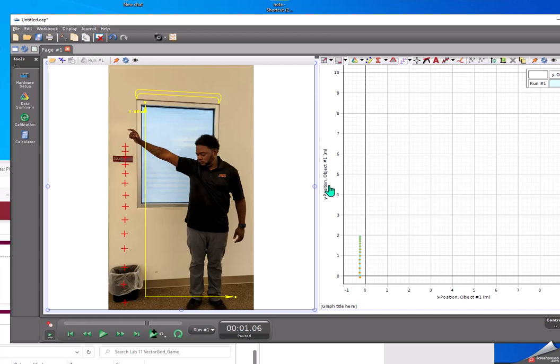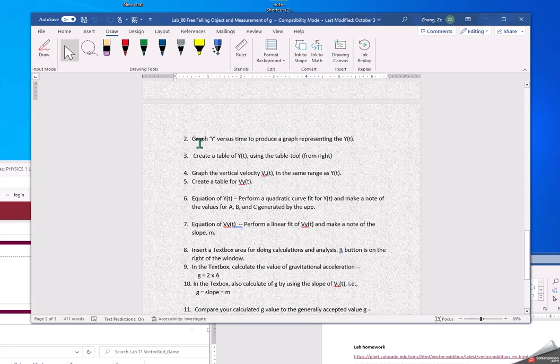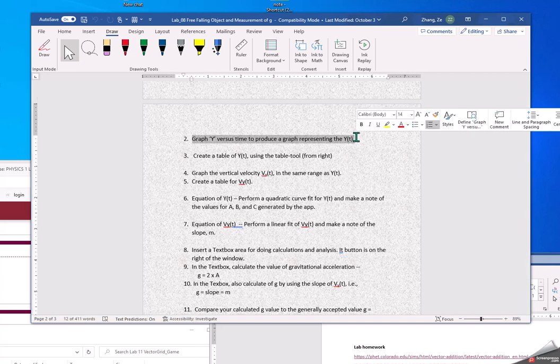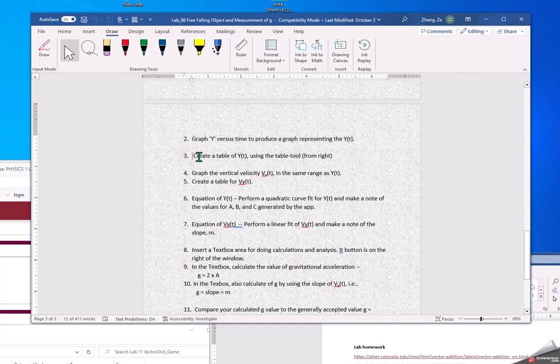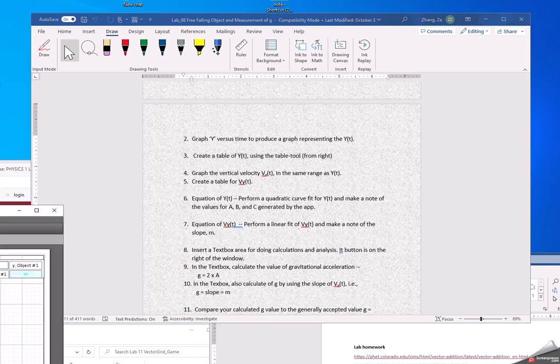The motion diagram is in real space, with x position and y position, and this simulates how the object actually drops. It's getting faster and faster, going like this. Now, the second step is to graph y versus time, to produce a graph representing this. Actually, the data is already recorded. So all we have to do is create, number 3, produce a graph, and then create a table for the data. The data is already kept.